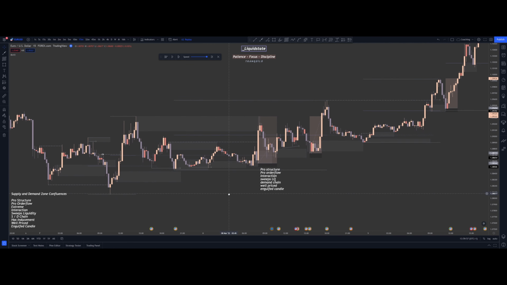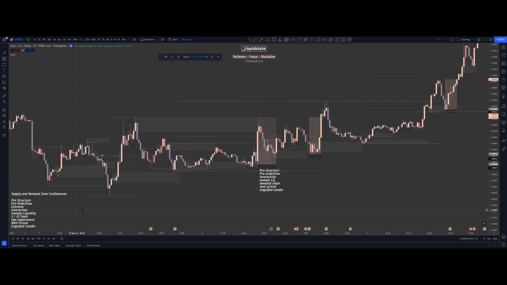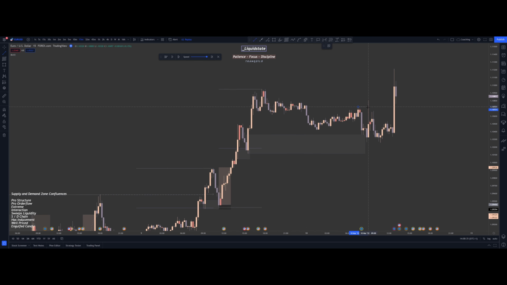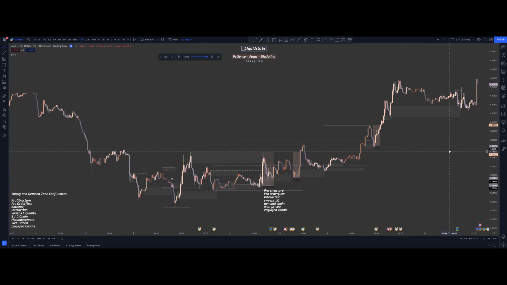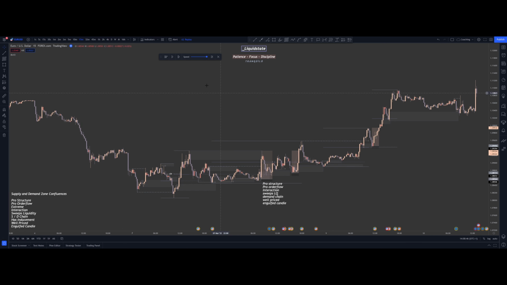So this is kind of an insight of how I look at supply and demand zones in a basic sense, and I like looking for the most high probability ones in a market. So I'm going to leave it there because I've already kind of suggested all of the points that I look for anyway. So yeah, that is going to be it for the first video.